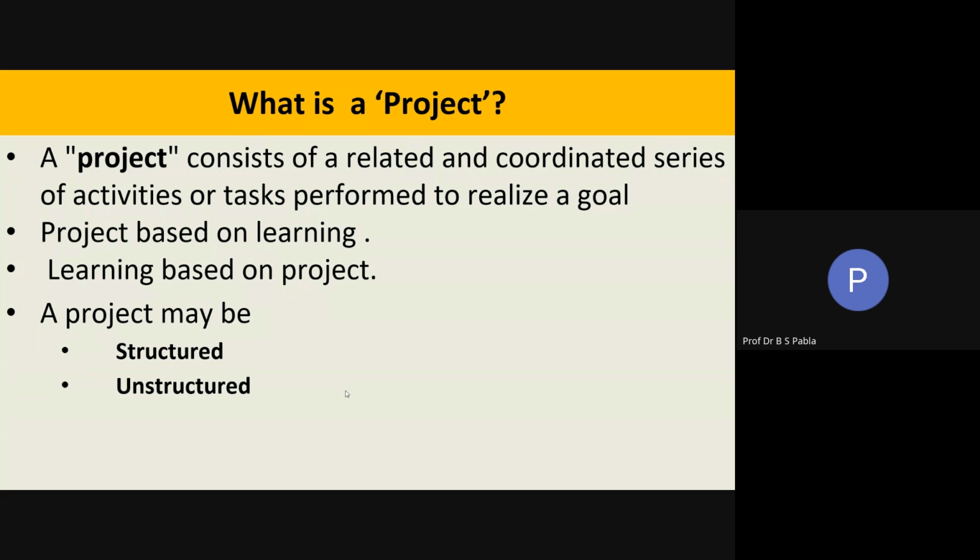But what we are talking about today is learning based on the project. Students will do the projects, and in doing the project, they will learn many things. That means it is not based only on prior knowledge. It is based on much more than the student knows at this stage.